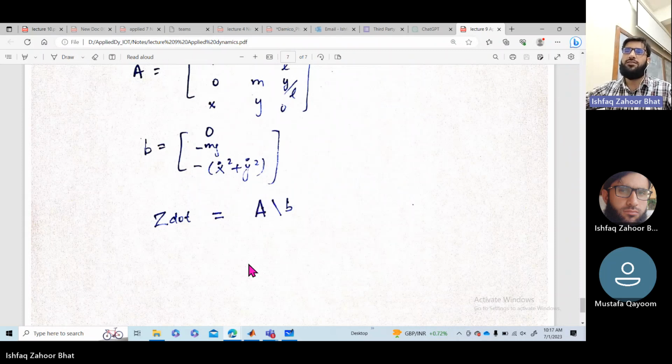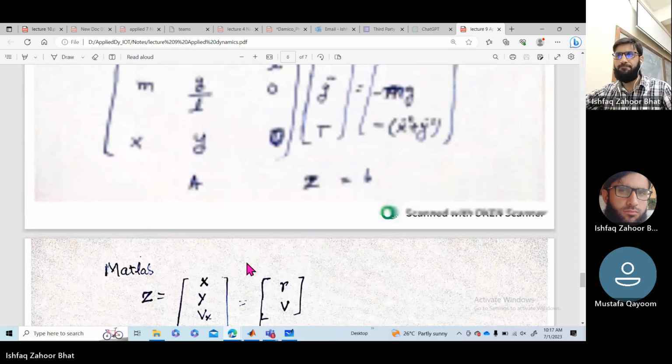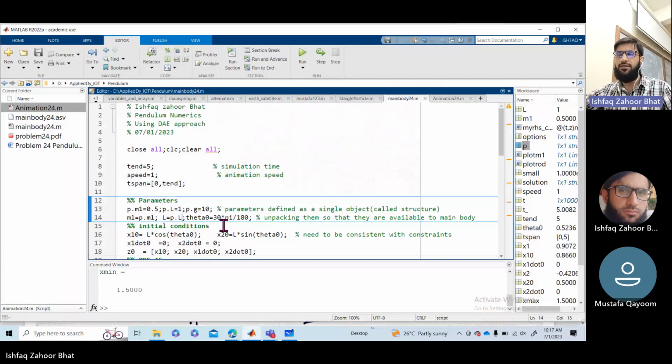Okay, so when you have acceleration, you will feed it to ODE, which will integrate it to get the velocity, and again integrate it to get the position. Okay, now let us go to MATLAB and see how it works.